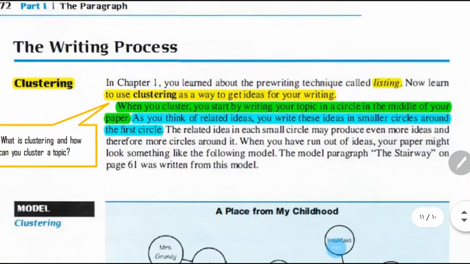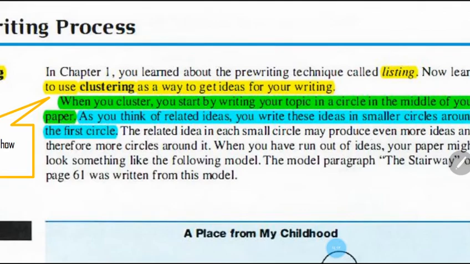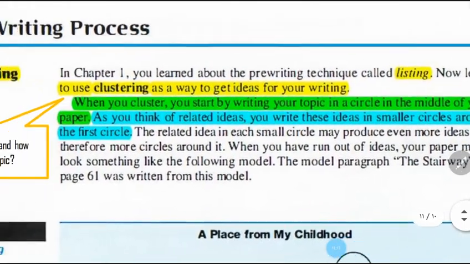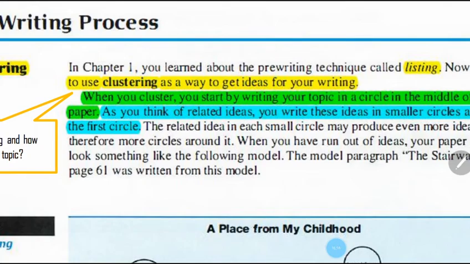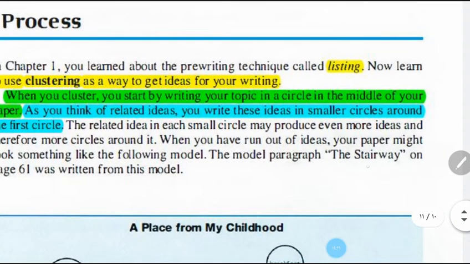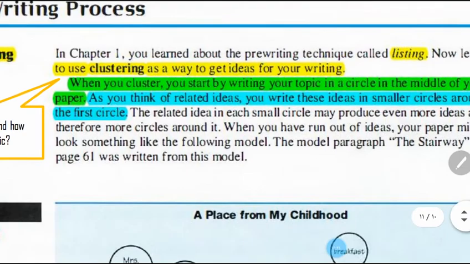Okay, now another strategy of writing. You remember we have talked about listing, which is a pre-writing technique that we use to list your ideas and then to choose the topic sentence and the controlling idea and then start writing. Clustering: here when you cluster, you start by writing your topic in a circle in the middle of your paper. As you think of related ideas, you write these ideas in a smaller circle around the first circle.